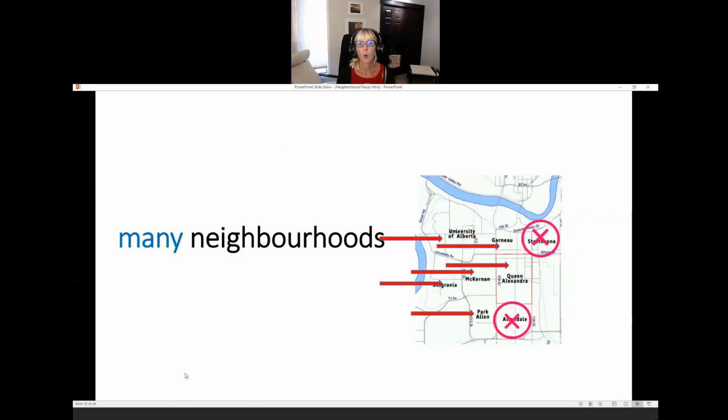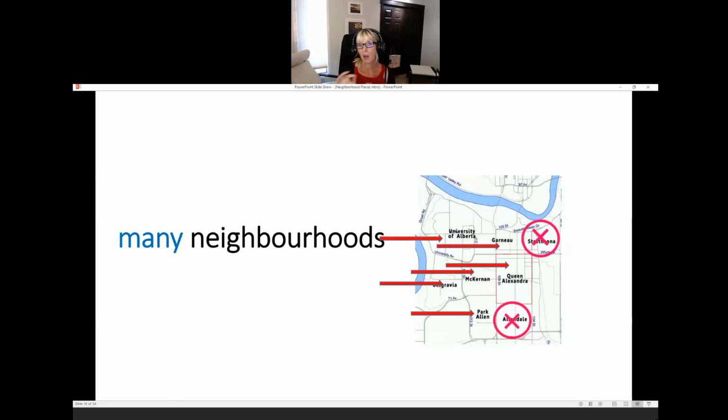Next, we have the quantifier many. Okay, I can look at my neighborhood. 6 of them are yes, 2 are no. So maybe I can ask the question, is there a convenience store in each neighborhood? The answer would be no. There is a convenience store in many neighborhoods, but not all neighborhoods.